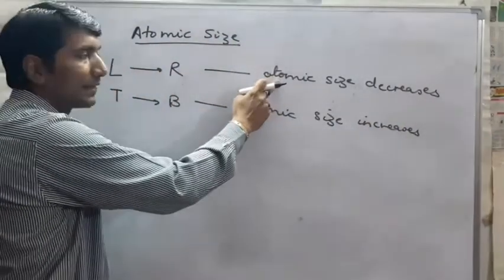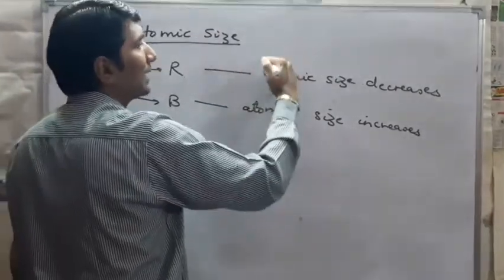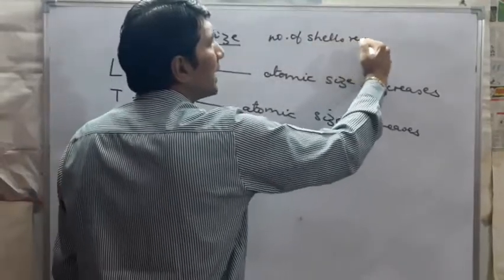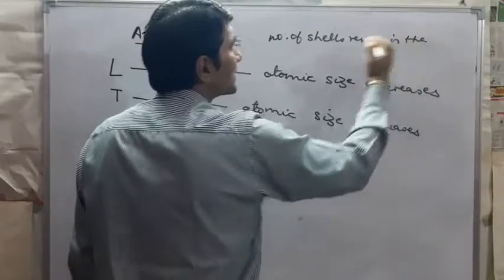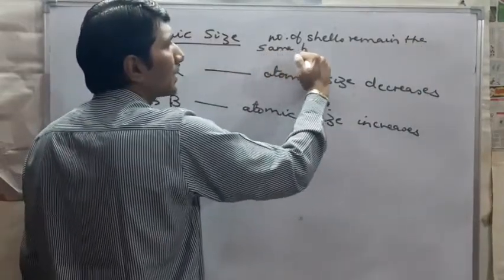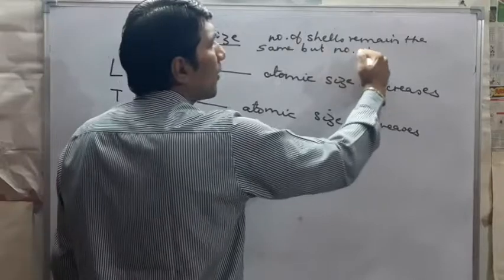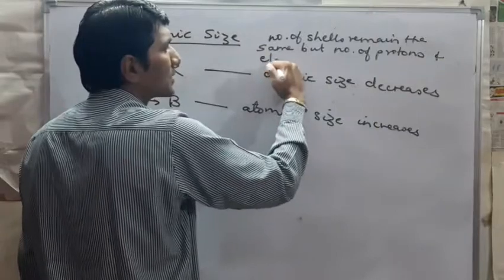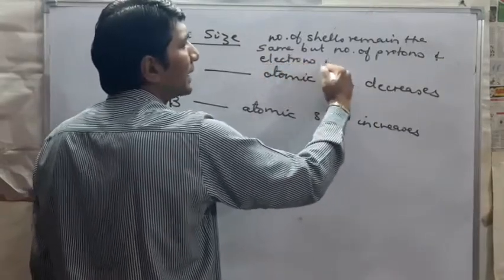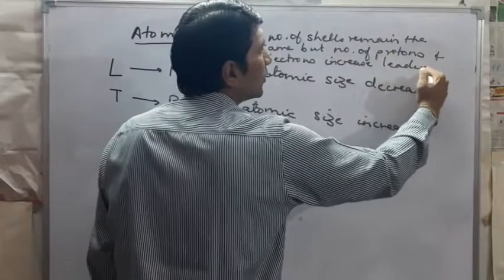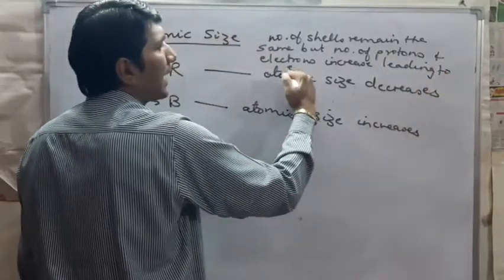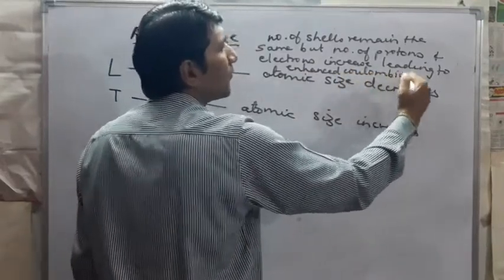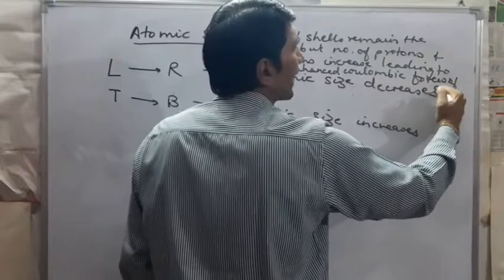The reason for the decrease in atomic size is that the number of shells remain the same, but the number of protons and electrons increase, leading to enhanced Coulombic forces of attraction.